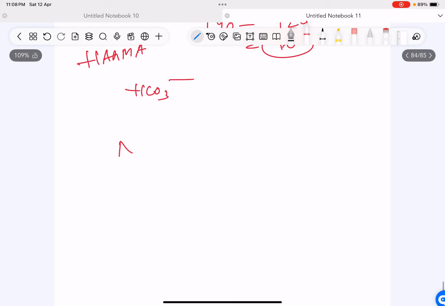But this is in the case of diabetic acidosis. But what happens in normal anion gap metabolic acidosis? The anion gap is between 8 to 12.